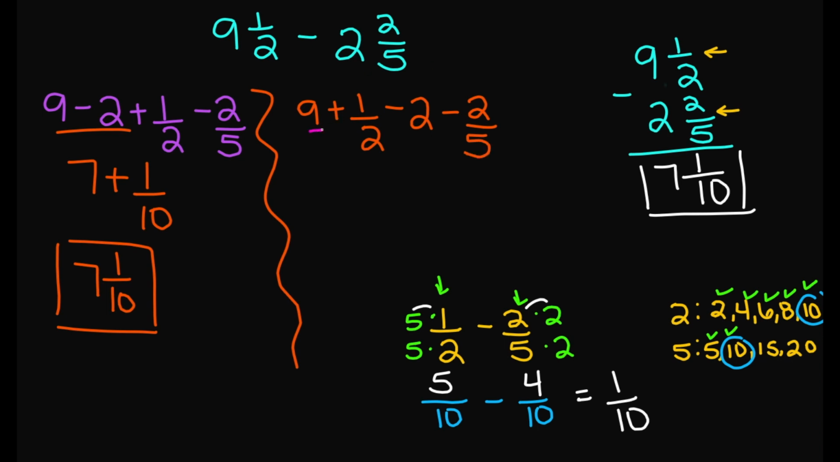So you're going to do 9 minus 2. This is going to equal 7. And then you have 1 over 2 minus your 2 over 5. That's also going to give you 1 over 10. And when you combine everything as well, you're also going to get 7 and 1/10.